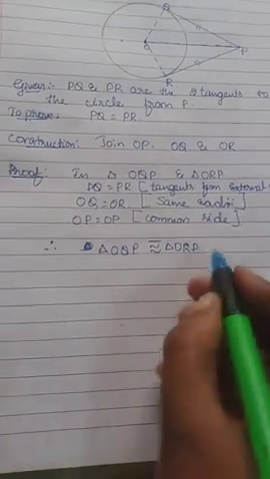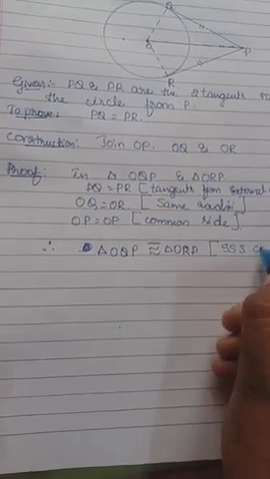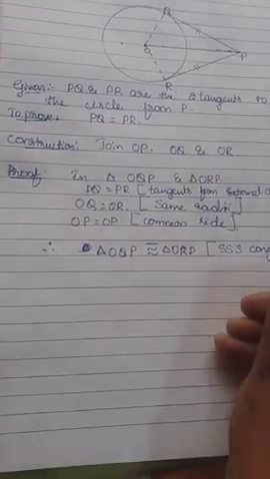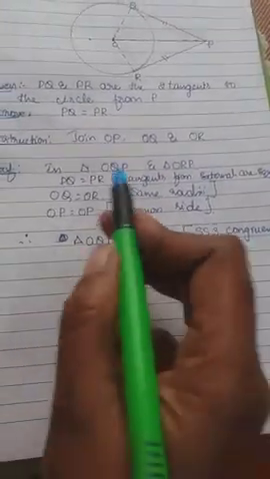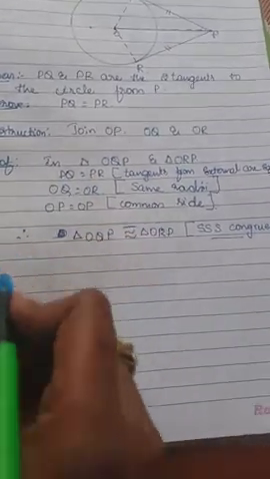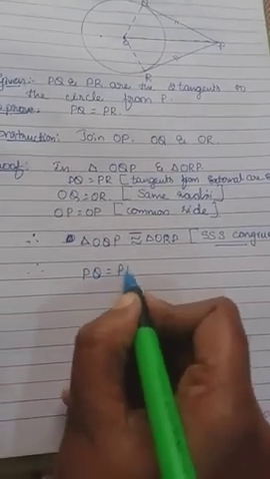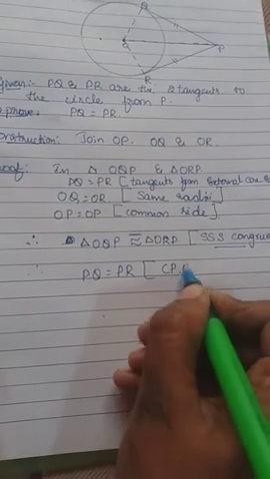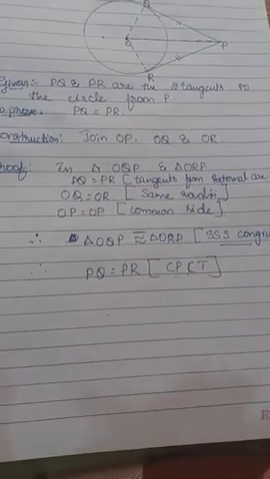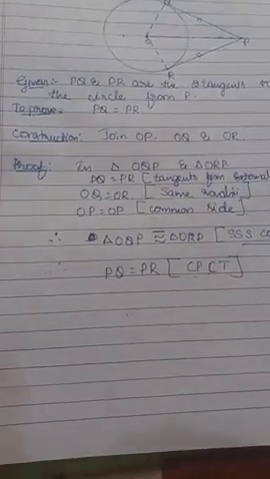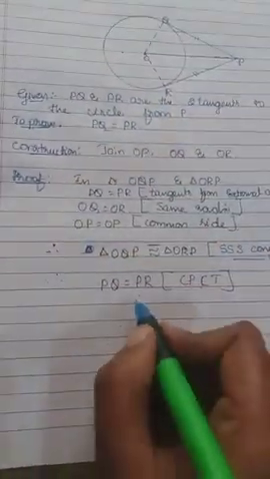So triangle OQP is congruent to triangle ORP according to which congruency rule? SSS congruency rule. I mean all the three sides are equal. So therefore we can write PQ equal to PR by CPCT. CPCT means corresponding parts of congruent triangles. So therefore we can prove that PQ equal to PR. Hence it is proved.